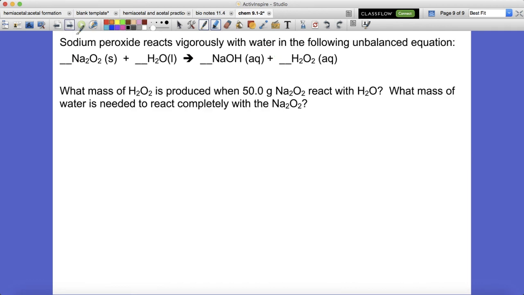Next problem. Sodium peroxide reacts vigorously with water in the following unbalanced equation. Yeah, we're already over 10 minutes. I'll quit and have one more.